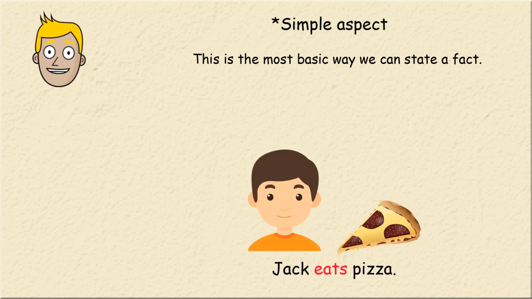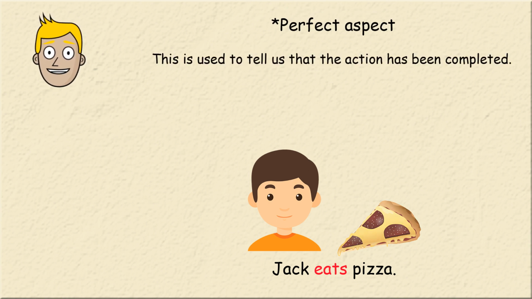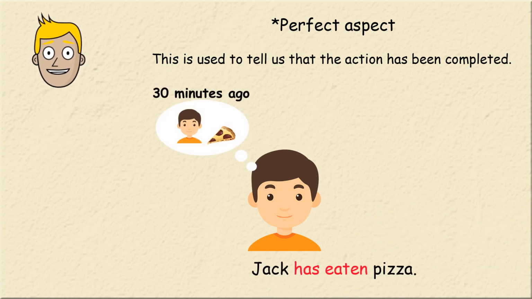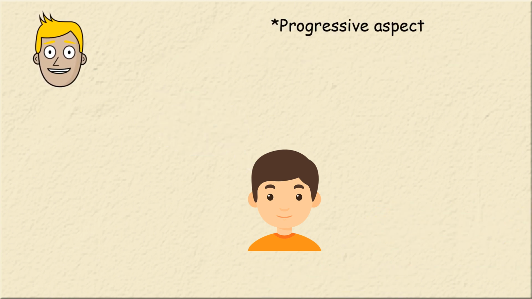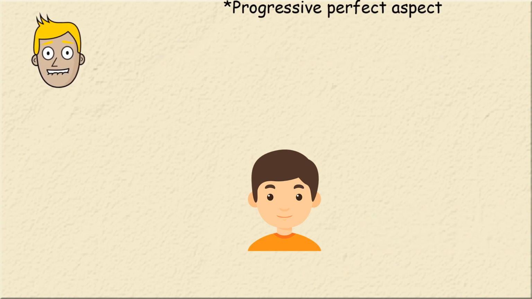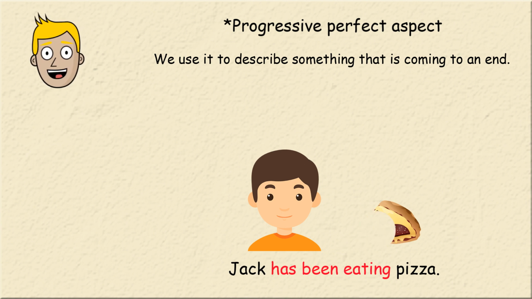Example, Jack eats pizza. The perfect aspect tells us that the action has been completed. We do this by adding the auxiliary verb has, along with using the past tense of the verb. Example, Jack has eaten pizza. The third one is called the progressive aspect. This is used to tell us that the action is still taking place. Example, Jack is eating pizza. The final one is called the progressive perfect aspect. We use it to describe something that is coming to an end. Example, Jack has been eating pizza.